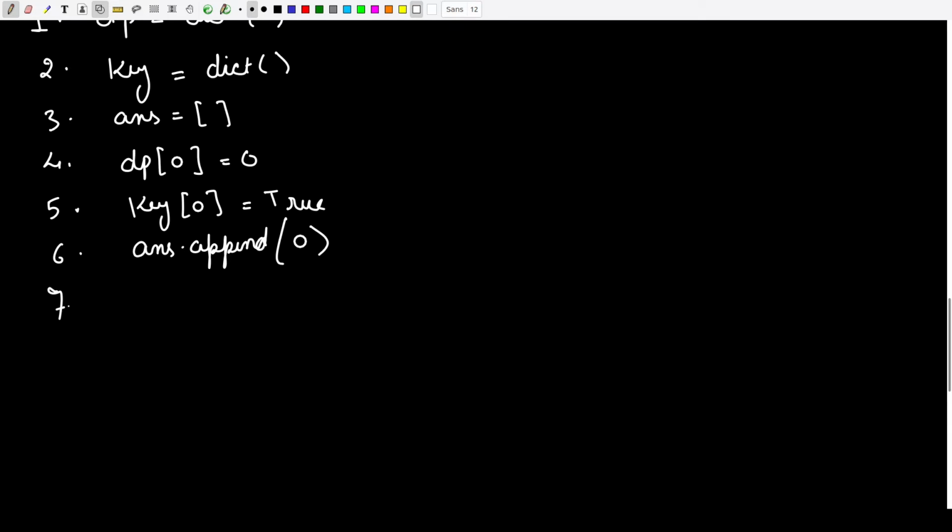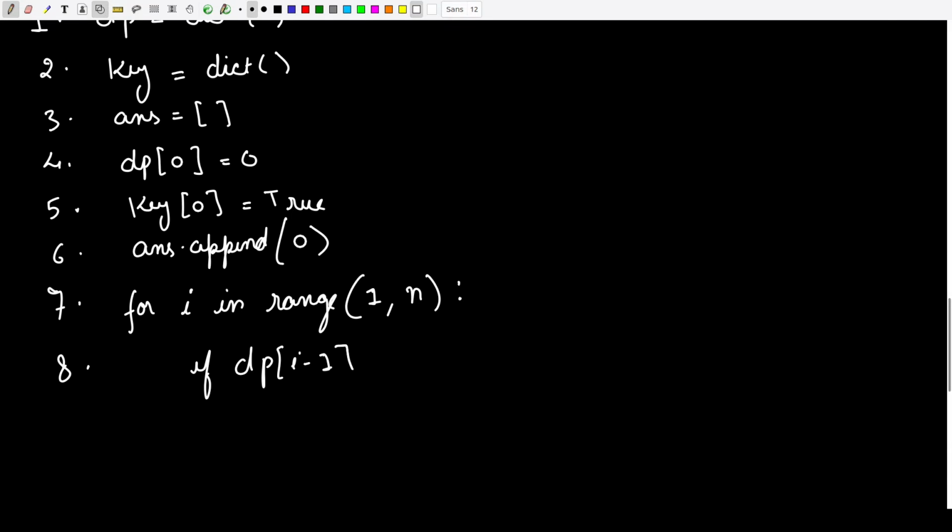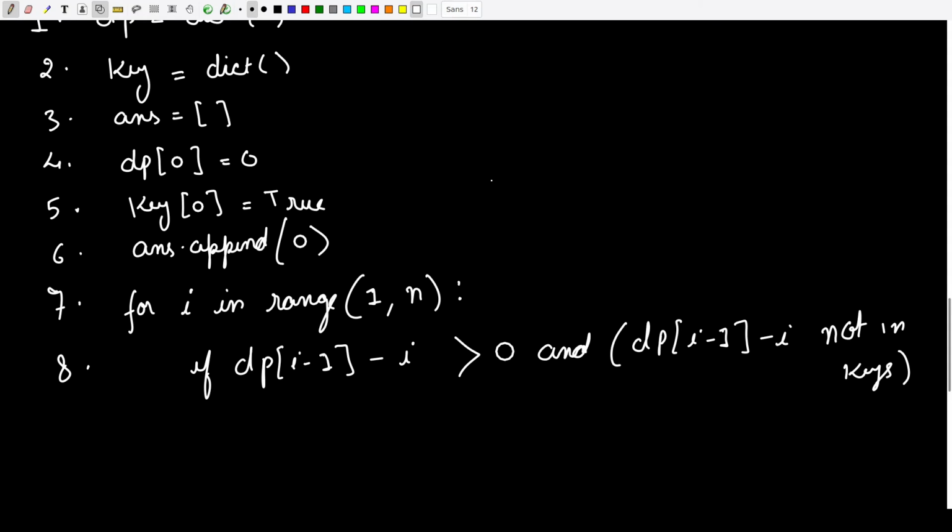Now we are going to iterate on the rest of the series elements. So for i in range 1 to n, the first thing which we are going to evaluate is if dp of i minus 1 minus i is greater than 0, and it is not included in the list already, so if dp of i minus 1 minus i not in keys. The keys is to hold this. I'll go through an example in order to explain this. In that case, dp of i is equal to dp of i minus 1 minus i.